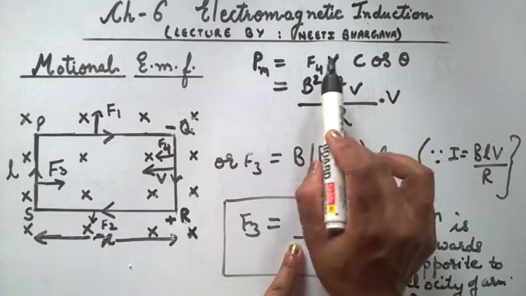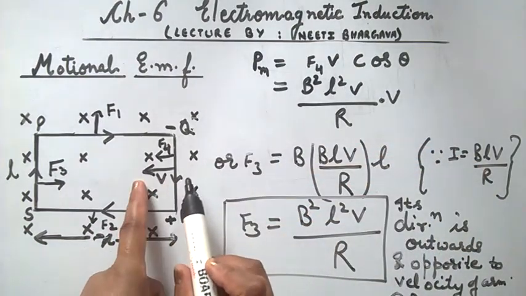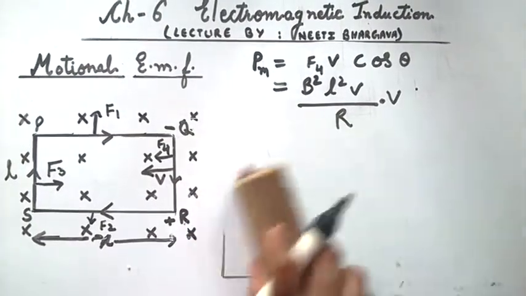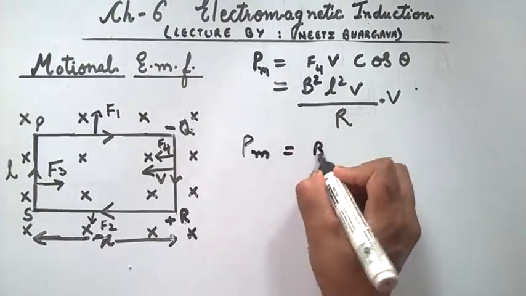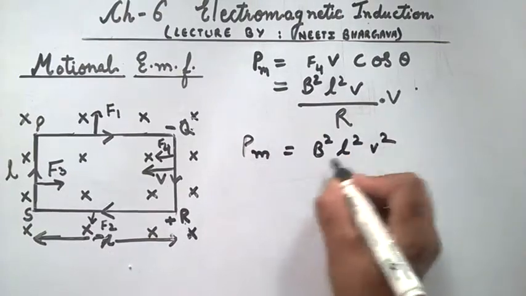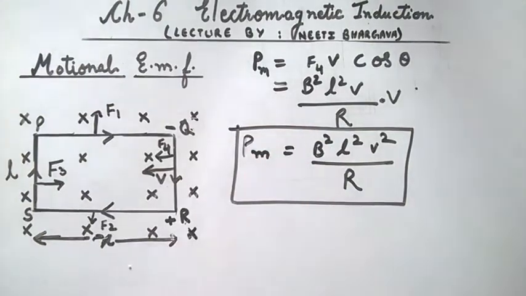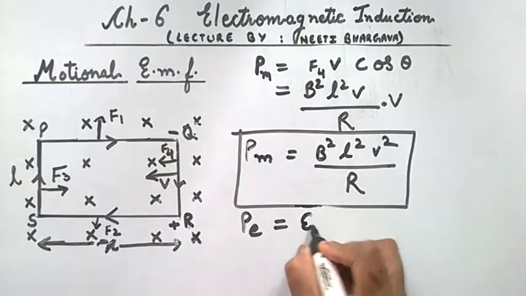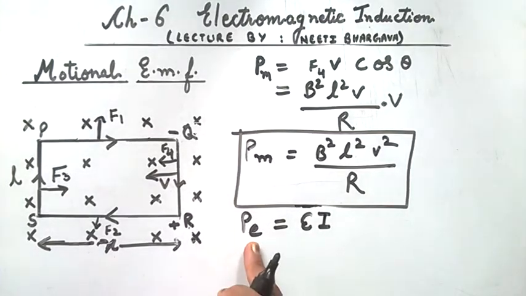Here the angle between F4 and V is 0 degree, that is, cos 0 is 1. Thus we get mechanical power equal to B square L square V square by R. And now let's calculate electrical power. Its value is equal to E into I, or we can write I square into R. Both are the formulae of electrical power.